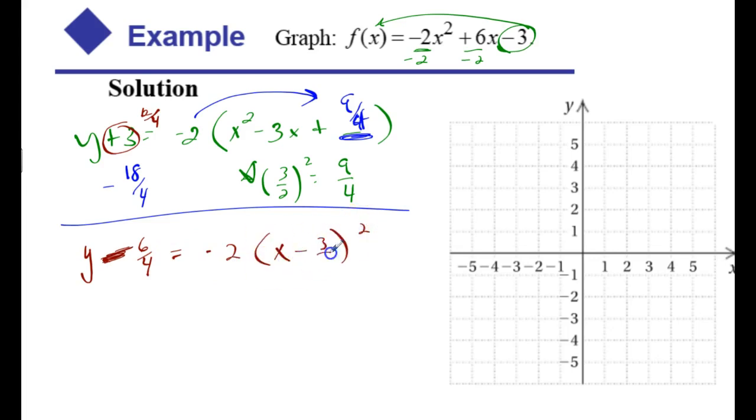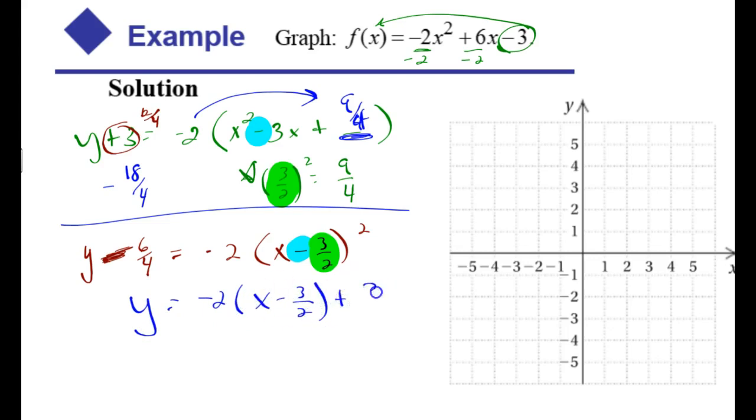X minus 3/2, and I know that it's a 3/2 because whatever this value is here, that just comes down here. Whatever this sign is here, that comes down here. And then my final step would be to reduce the 6/4 and add it back to the other side. So x minus 3/2, I'm going to add 6/4 reduces to a 3/2. So the vertex, not nice.